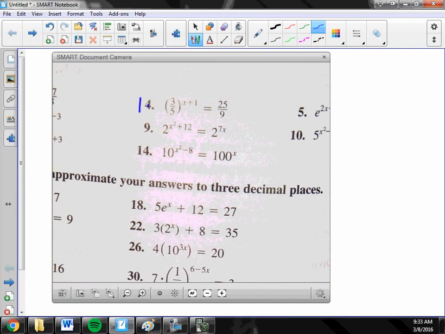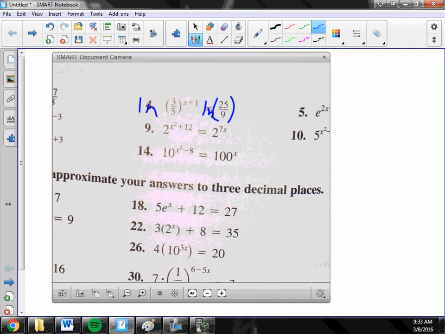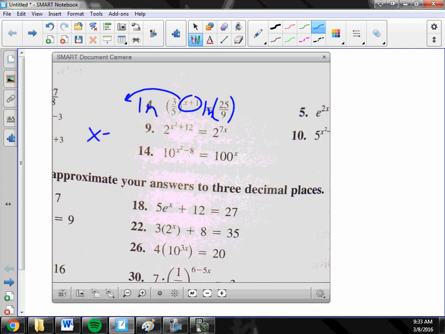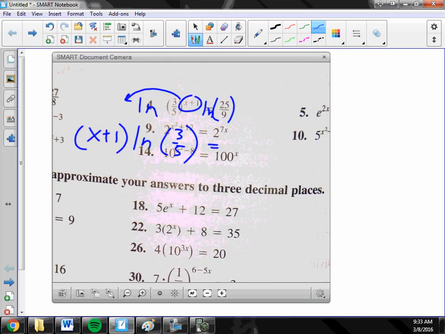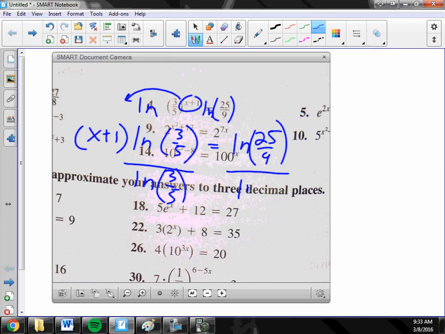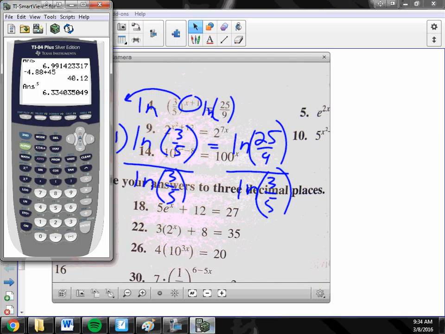ln both sides. So I can drop the x plus 1. So (x plus 1) ln of 3/5 is equal to the ln of 25/9. So I'm going to divide by the ln of 3/5. So in my calculator, the ln of 25/9 divided by the ln of 3/5. Why does that number make sense? Could you have figured out -2 before?